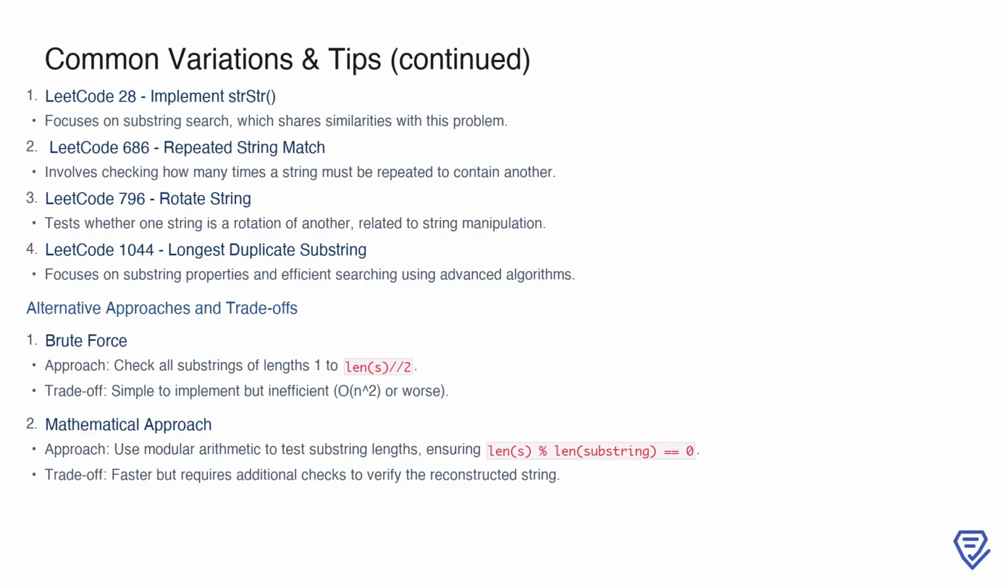When considering alternative approaches to solving the repeated substring pattern problem, brute force is simple to implement but inefficient, as it involves explicitly checking all possible substrings. On the other hand, mathematical approaches, such as modular arithmetic, are faster but require additional steps to validate the reconstructed string. Balancing simplicity and efficiency is key when choosing the best method.